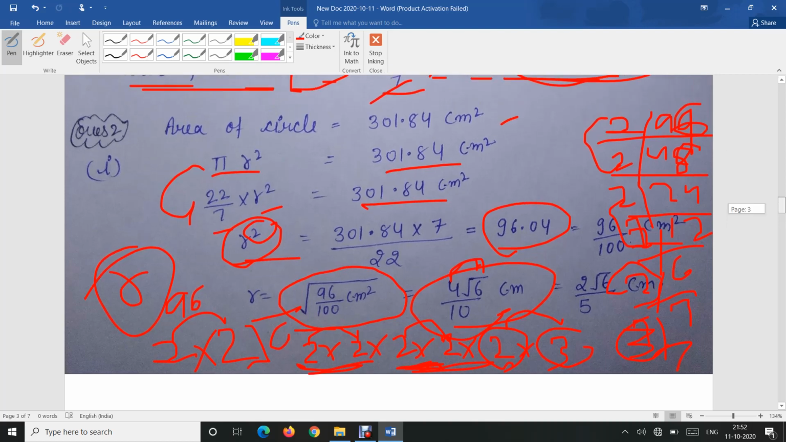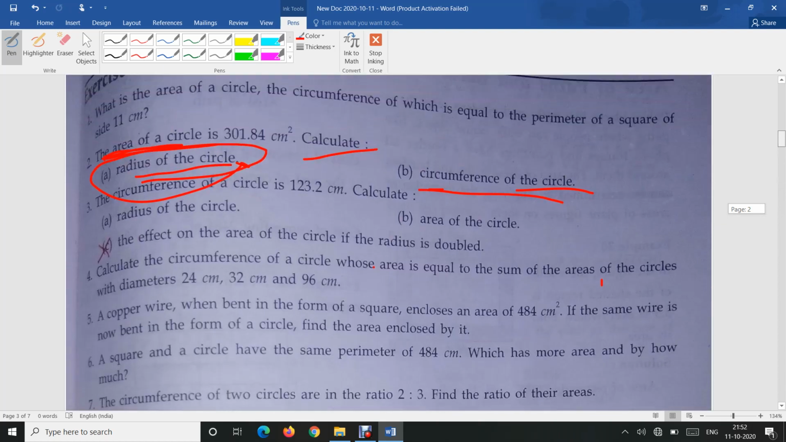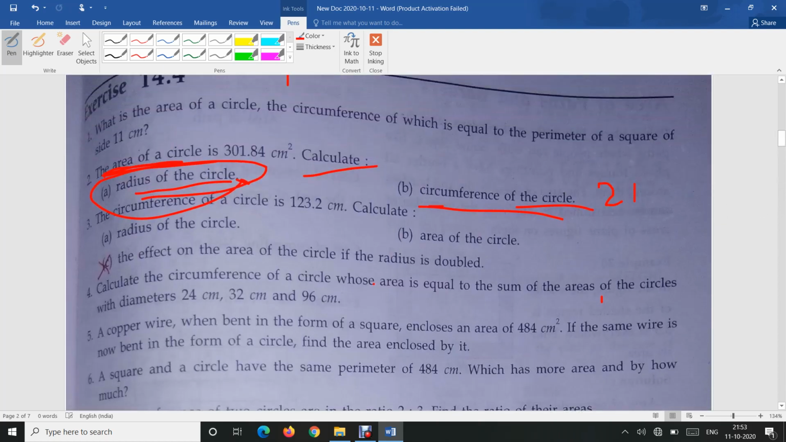Now here you have found the radius, and ahead you can find the circumference of the circle by applying the formula 2 pi r. You just need to put the values, and after that you will find the circumference of the circle. Now see question number 3.